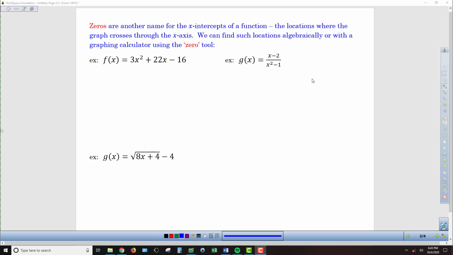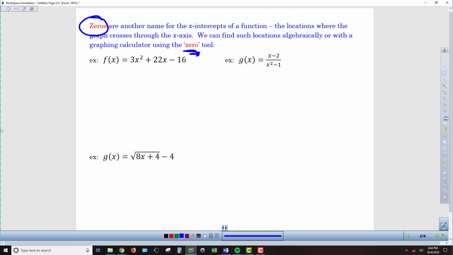One feature of graphs of functions that we're almost always interested in are what we call the zeros. Those are the places where the graph crosses through the x-axis. If it's crossing through the x-axis, that means the y-coordinate is 0, hence the name zero. We can find those locations by using algebraic means, or we can use our graphing calculator. We have that zero tool that we've talked about in class.